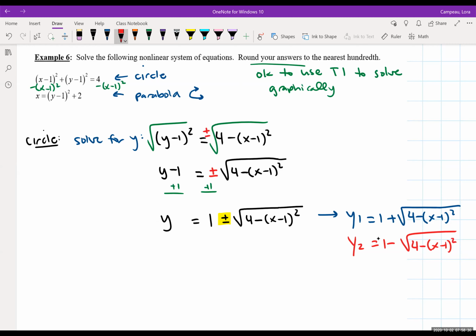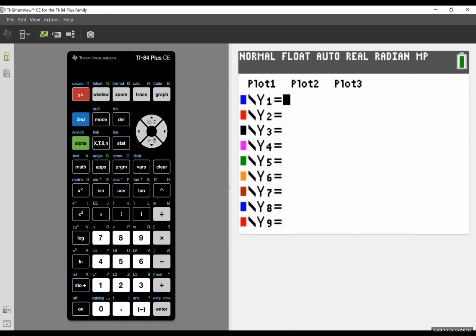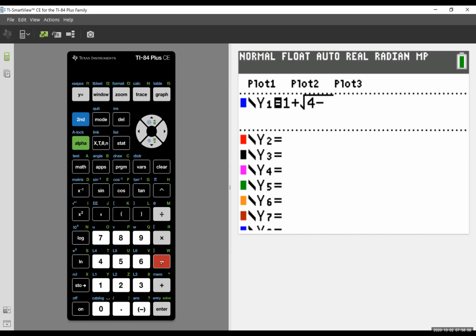Let's move on to our calculator. Remember, we're going to press the y equals button, and we will enter in our numbers. The first thing, I'm going to look to see what I got. I have 1 plus, I have to look at my screen, it's a little small, but it's the square root of 4 minus x minus 1 squared. So you can use the exponent key to get there.